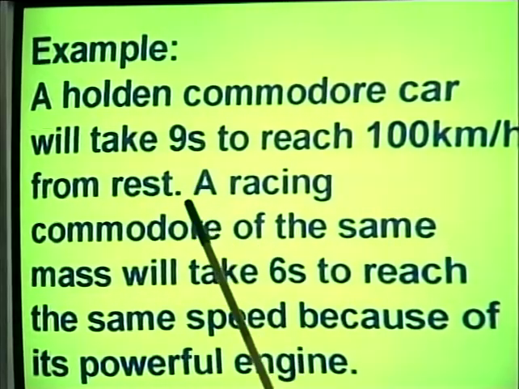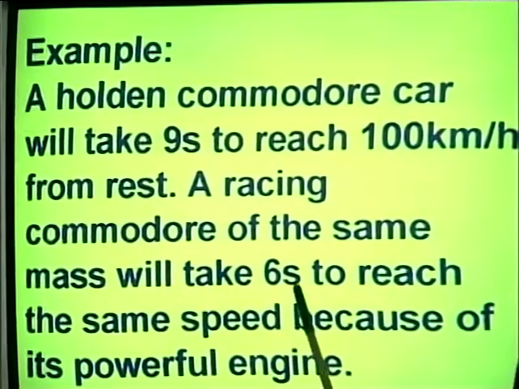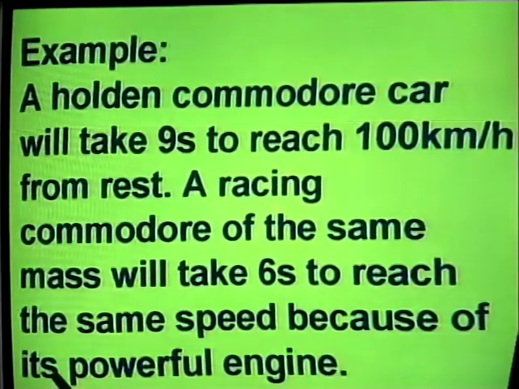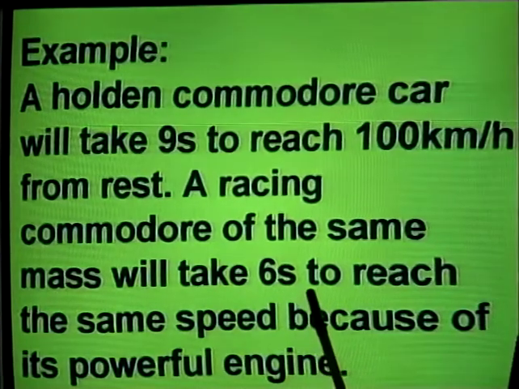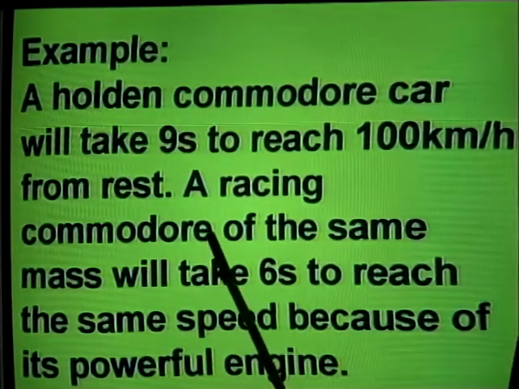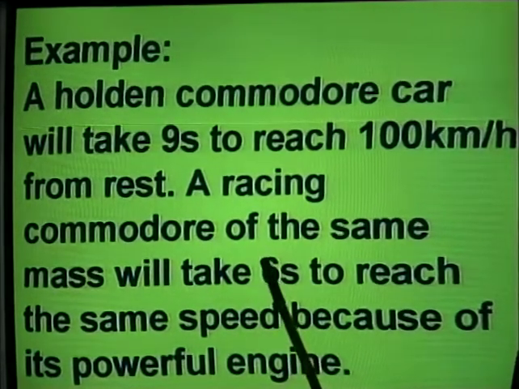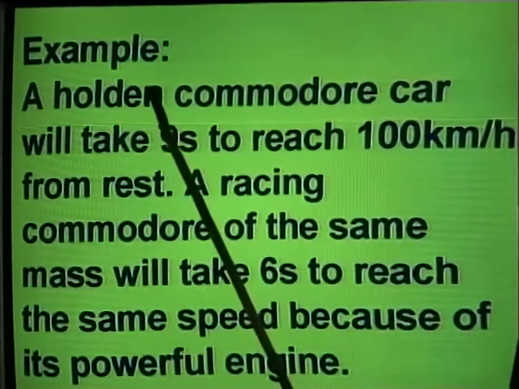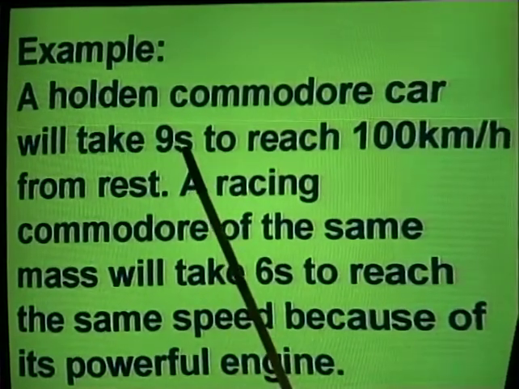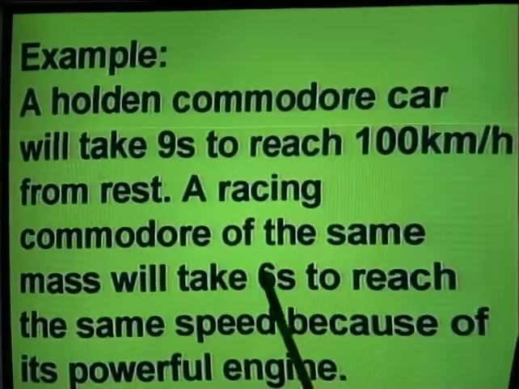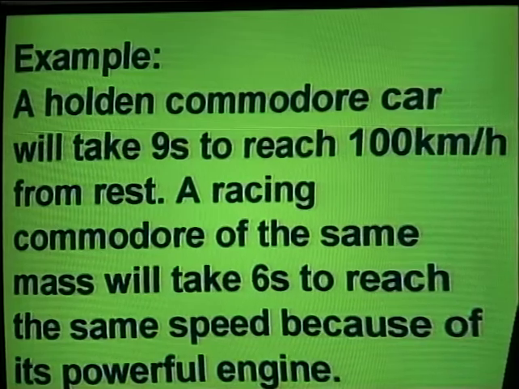And then you have the racing Commodore of the same mass, which will take 6 seconds to reach the same speed because of the powerful engine. So we can say that the second one should be more powerful than the first one. The Holden Commodore will take 9 seconds, but this one is quite faster, and therefore the power is quite high, meaning that it is more powerful.